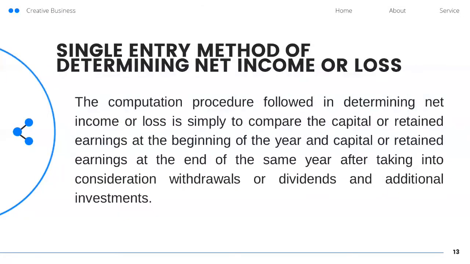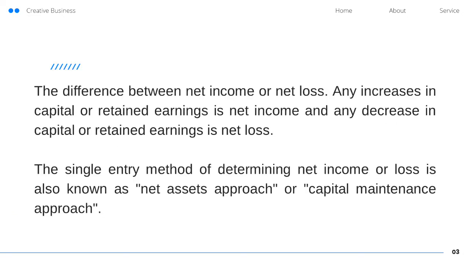Single entry method for determining net income or loss. The computation procedure followed in determining net income or loss is simply to compare the capital or retained earnings at the beginning of the year and capital or retained earnings at the end of the same year after taking into consideration withdrawals or dividends and additional investments. The difference is net income or net loss. Any increase in capital or retained earnings is net income, and any decrease in capital or retained earnings is net loss. The single entry method of determining net income or loss is also known as the net assets approach or capital maintenance approach.